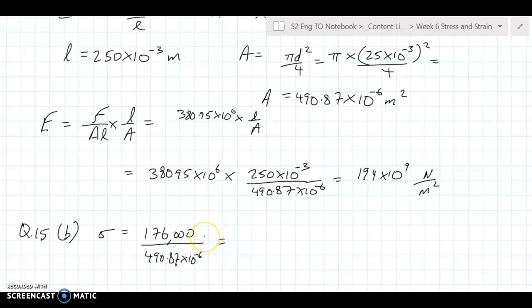And when we do that in the calculator, we get about 358.5 by 10 to the 6, and that is going to be, what's that going to be, with newtons on top and with meters squared below. So that's our yielding stress.